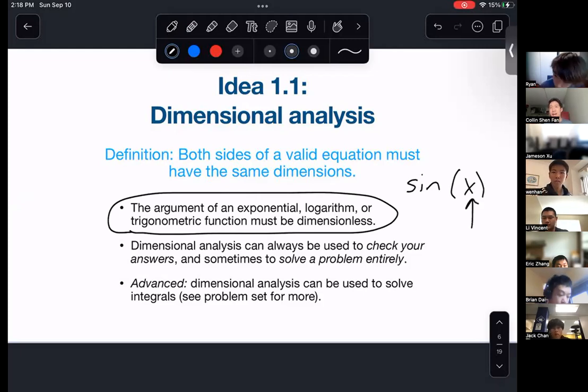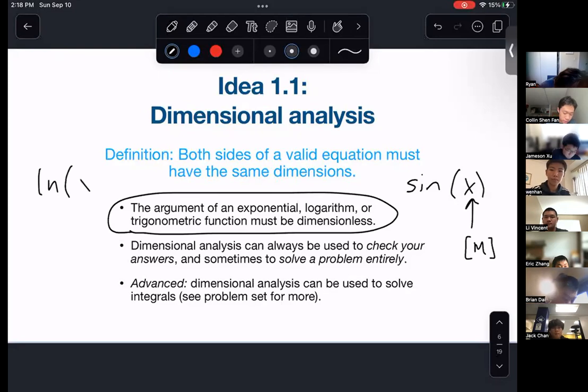If you actually think about it, if x had dimensions of mass, what does it mean to take the sine of a mass? Because the sine function takes in an angle, okay? And angles don't have any dimensions. So the argument of the trigonometric functions cannot have dimensions, as well as the logarithm, such as the natural log, or the exponent. So this is a good way to check that if you have an expression with any argument x that's in one of these cases, it has to be dimensionless. If you have something with dimensions in one of these functions, then something went wrong.